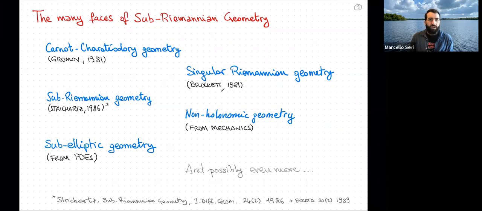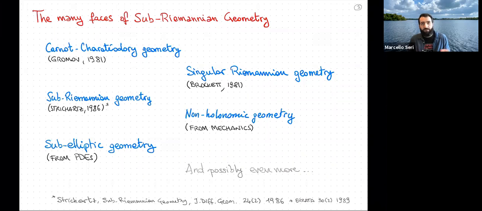Gromov in 1981 called it Carnot-Carathéodory geometry, and there are very good reasons for that. The metrics that we will see appeared in a more general form, I think around 1909, 1910 or thereabouts, in a work by Carathéodory on thermodynamics. And so that's where the name came from.